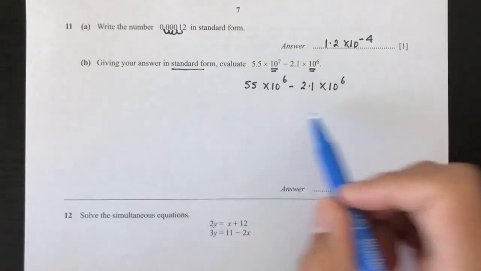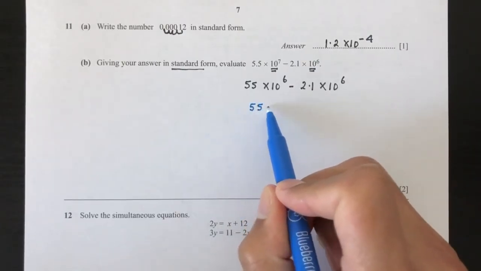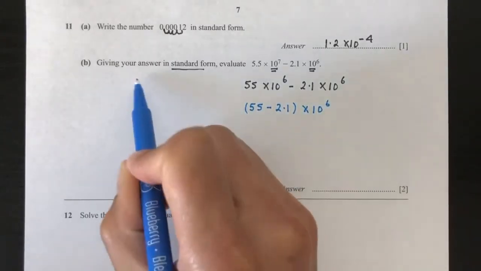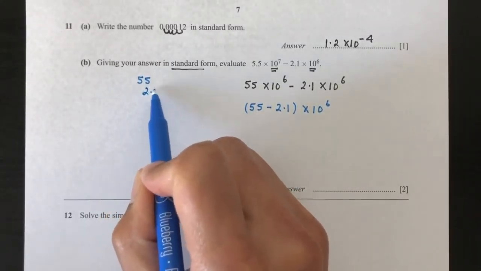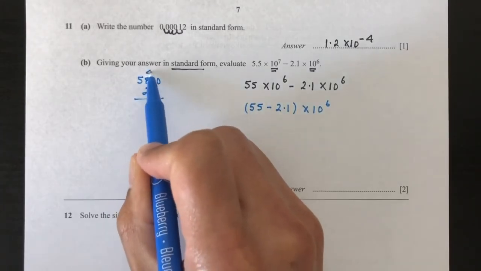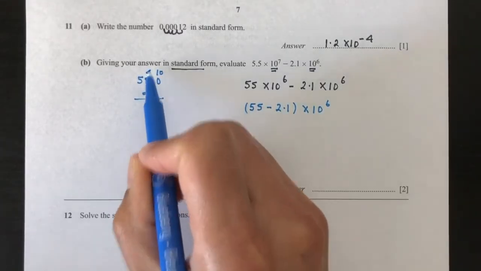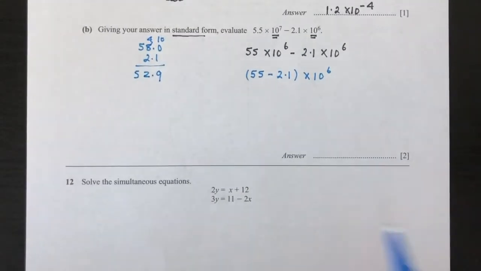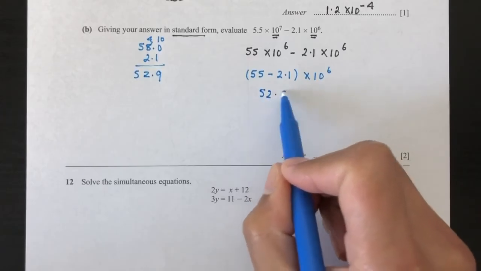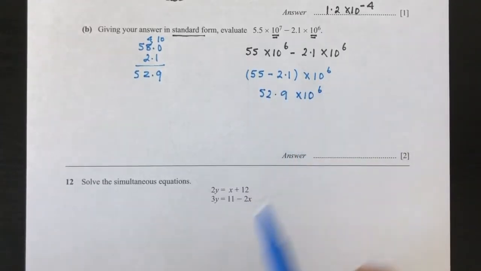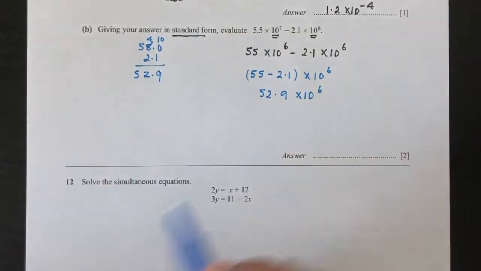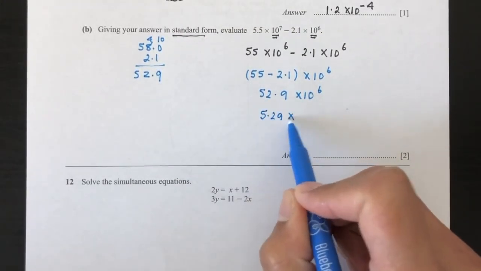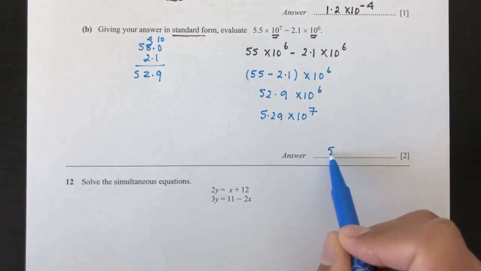So we factorize the 10 outside. You have 55 minus 2.1 times 10 power 6. Now what is 55 minus 2.1? That will be 4. That will be 9. That should give you 2 and 5. So 52.9. So you have 52.9 times 10 power 6. But your answer needs to be in standard form, so you have to send this one here. You will have 5.29 times 10 power 7. That is your answer for part B.